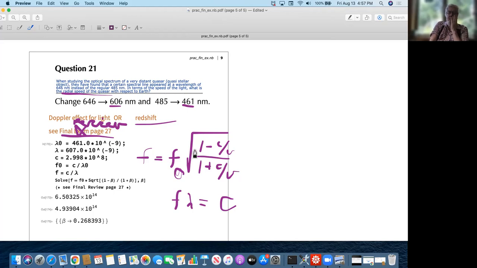I think I have that wrong, don't I? Yeah, this part is wrong. This is what's wrong. This is V over C. V over C is beta.